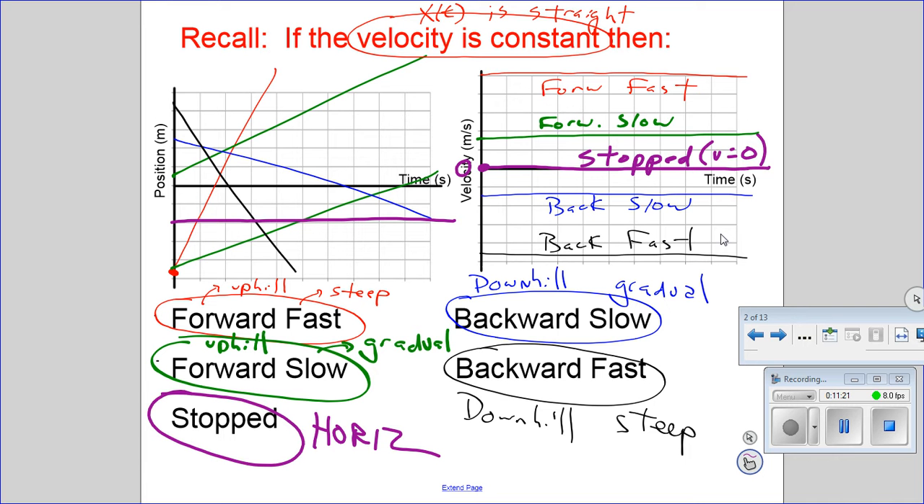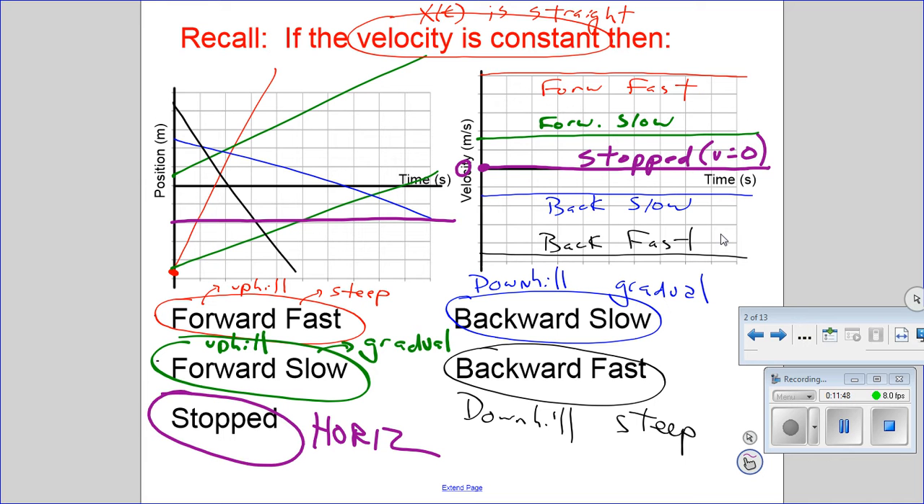Good? All right. Finally, does everybody understand that the green line on my position time graph is the same as the green line on my velocity time graph? They're both describing the same motion, just different ways, right? This is saying my position's increasing at a constant rate. This is saying my velocity is positive and constant. That's the same thing, right? Cool? Any questions before we go on?